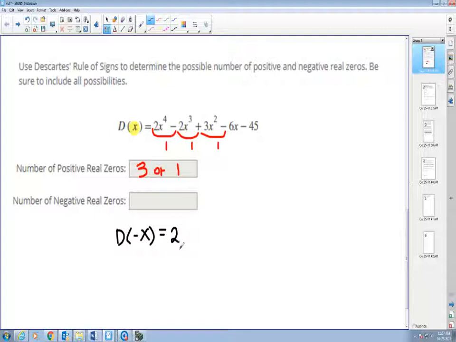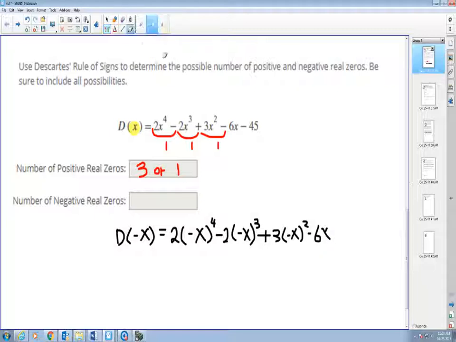So that will be 2 times negative x to the 4th minus 2 times negative x to the 3rd plus 3 times negative x squared minus 6 times negative x minus 45. Alright, let's simplify this real quick.